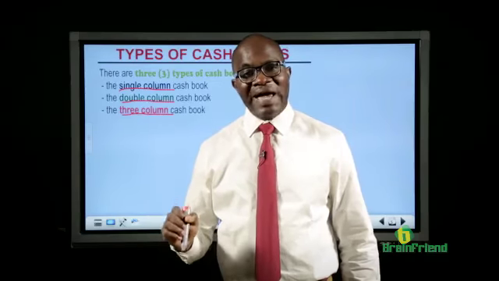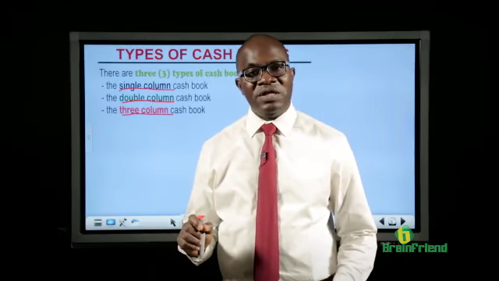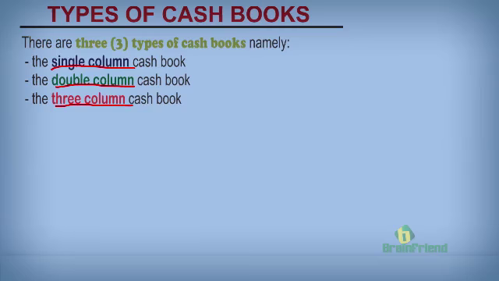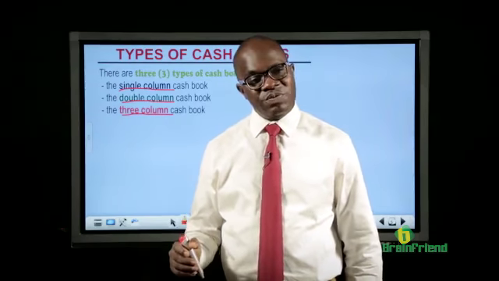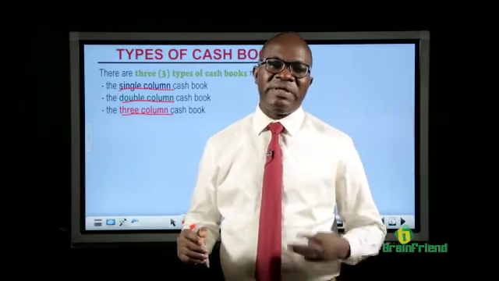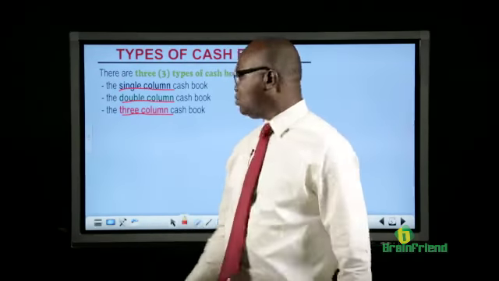The amount side of the cash book for a single column cash book is single. However, if the cash book is a double column cash book, it means there will be 2 columns in the amount side of the cash book. And if the cash book is a 3-column cash book, it means there will be 3 columns in the amount side of the cash book.